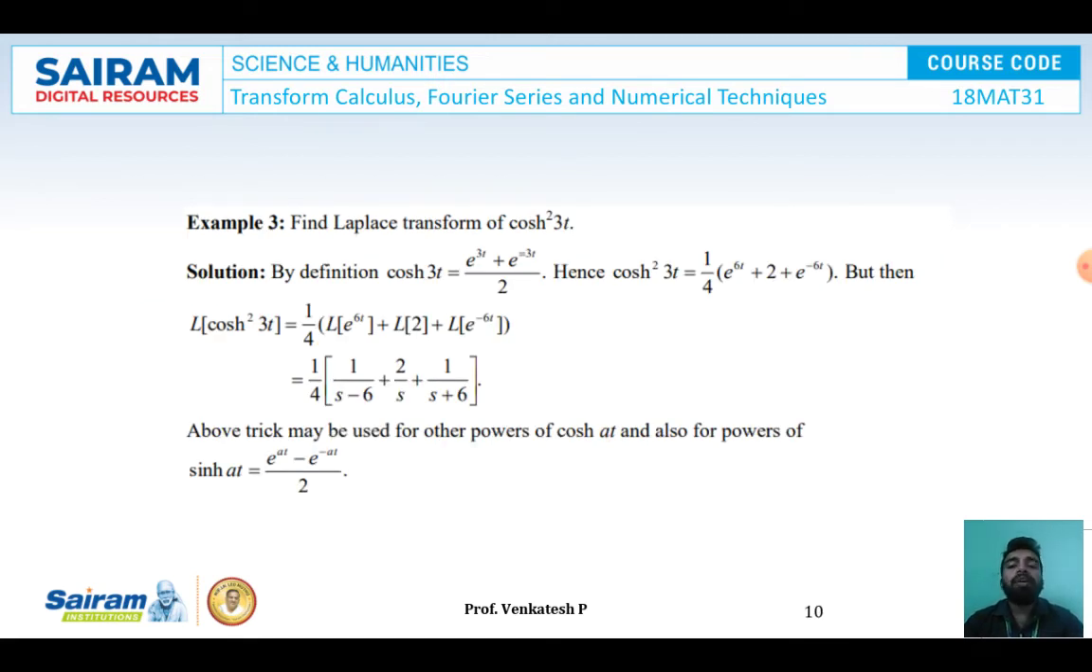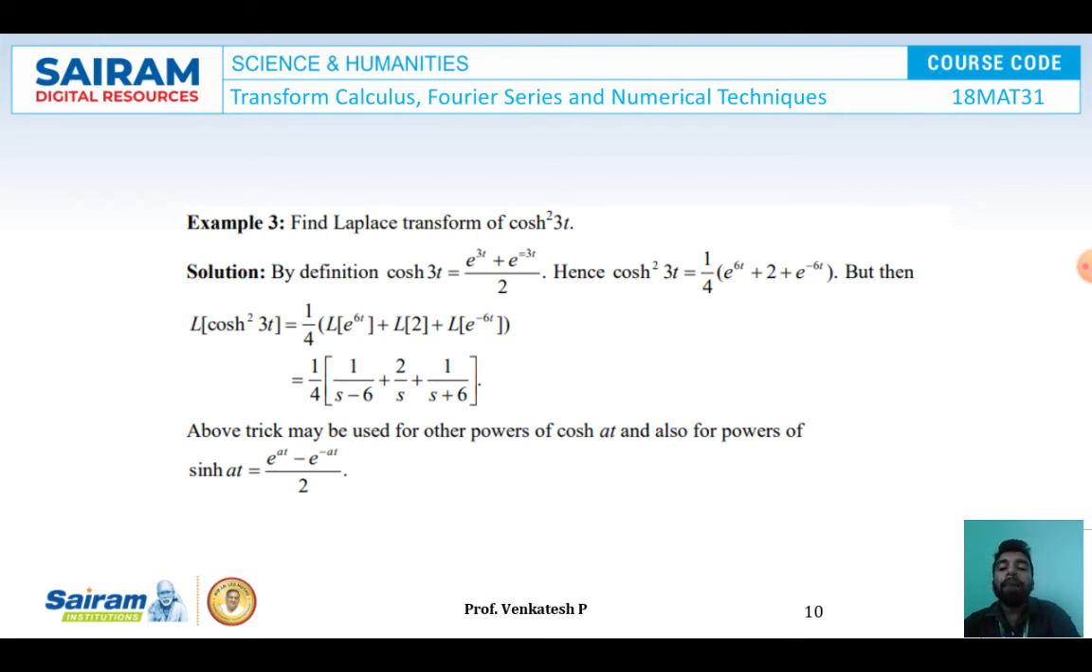Example number 3. Find the Laplace transform of cosh square 3t. First we need to expand cosh 3t. So cosh 3t will be e power 3t plus e power minus 3t by 2. Therefore cosh square 3t will be, by squaring on both sides, 1 by 4 into e power 6t plus 2 plus e power minus 6t, expanding this by using the (a plus b) whole square formula. Now I am going to apply the Laplace transform to this equation.